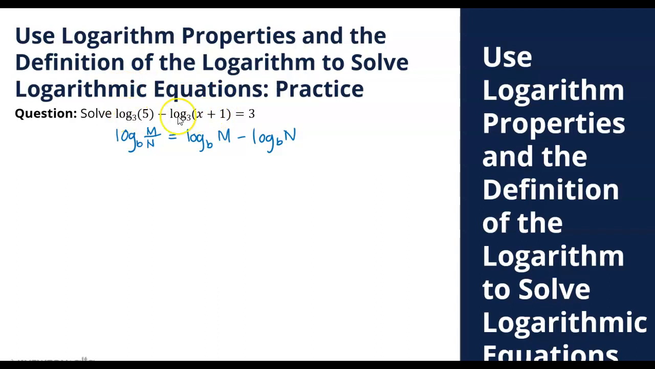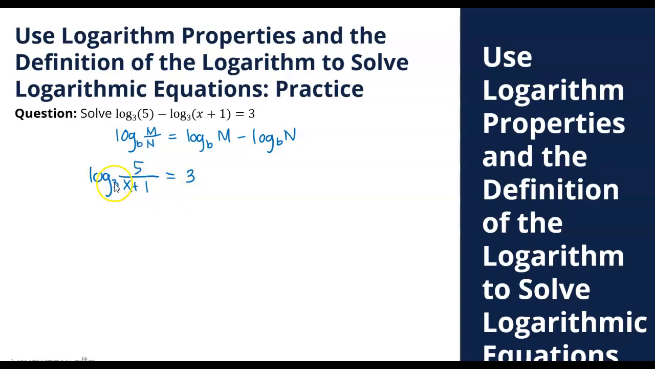With that, we can combine these two. Since we have a minus, we have a difference of logarithms, which is just the logarithm of a quotient. So you could write that as the logarithm of 5 divided by x plus 1, base 3. And the right-hand side is 3.